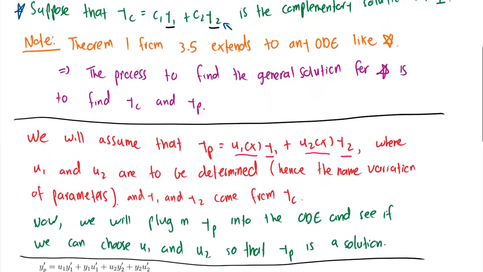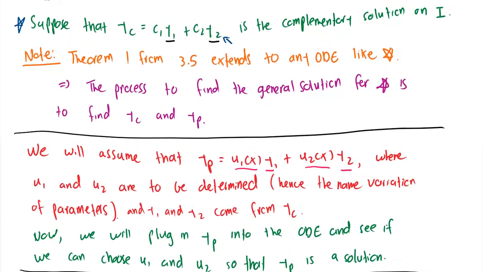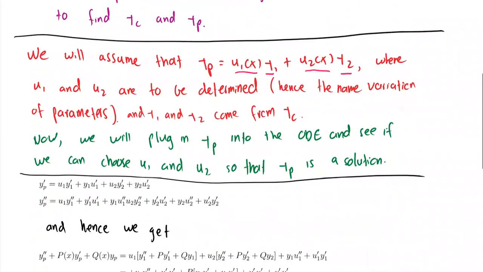Now, as always, what we're going to do is plug in y sub p, in this form that we have, into the ODE, set it equal to the right-hand side and see what we get. See if there's a way for us to determine what U1 and U2 have to be in order for y sub p to be a particular solution. Okay, so let's see what happens when we plug in y sub p.